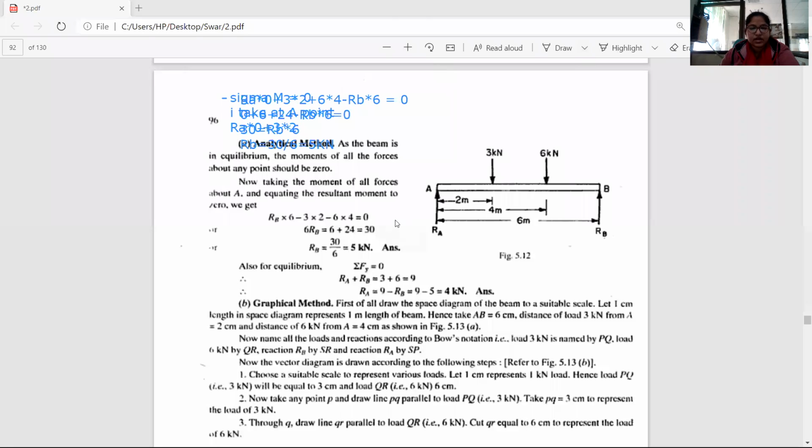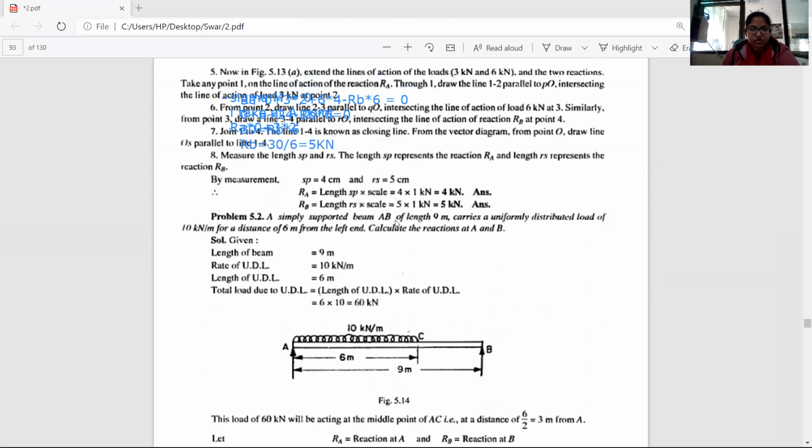Let's take another question. Another question says, a simply supported beam AB of length 9 meter carries a uniformly distributed load of 10 kilonewton per meter for a distance of 6 meter from the left end. Calculate the reactions at A and B.